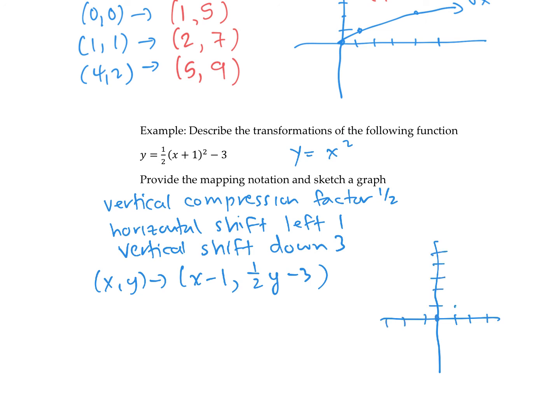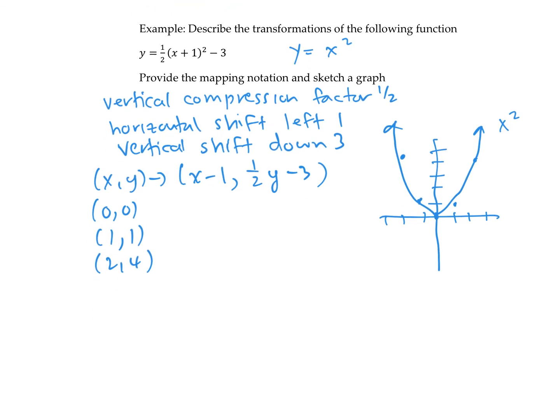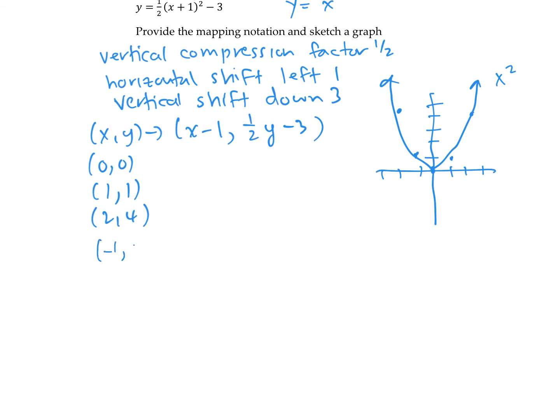So (0, 0), (1, 1), (2, 4). Same on the other side. That will give me my parent function, which is x squared. So I used (0, 0), (1, 1), (2, 4). I also used (-1, 1) and (-2, 4). So these are the numbers I used on my original graph.